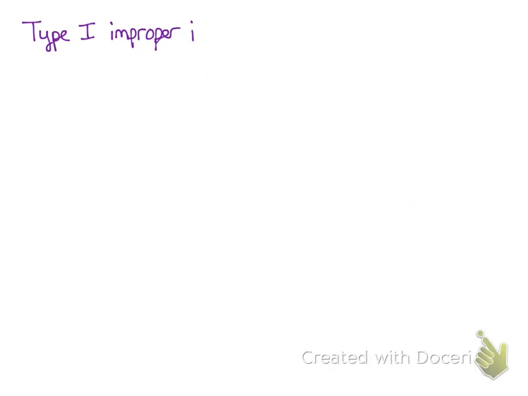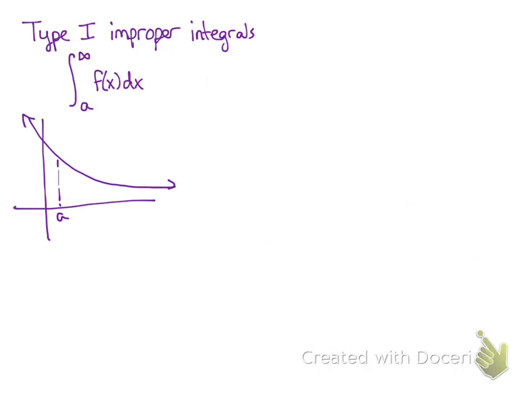Okay. In this video, we're going to talk about the first type of improper integrals, where you go from a number to infinity, or negative infinity to a number, or negative infinity to positive infinity. So what if you want to start at a number a and integrate all the way to x equals infinity, which isn't really a number? What does that mean?